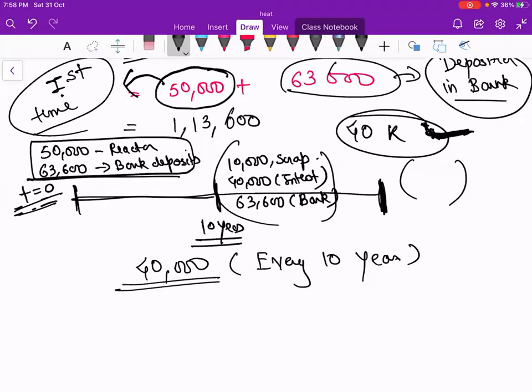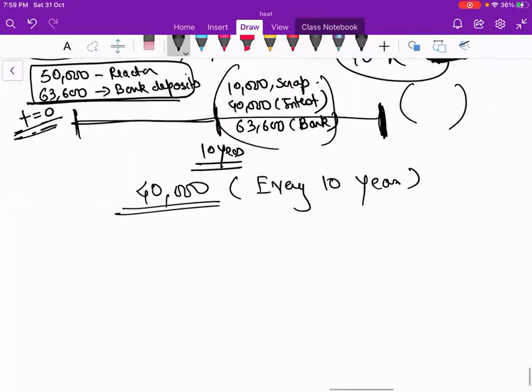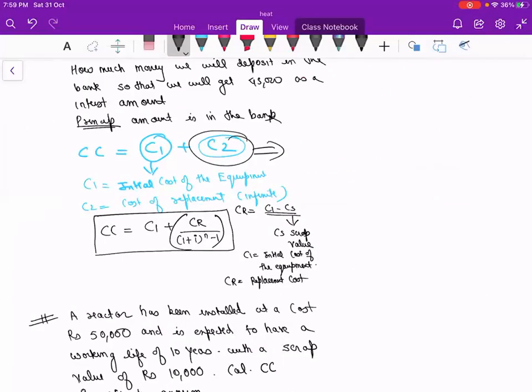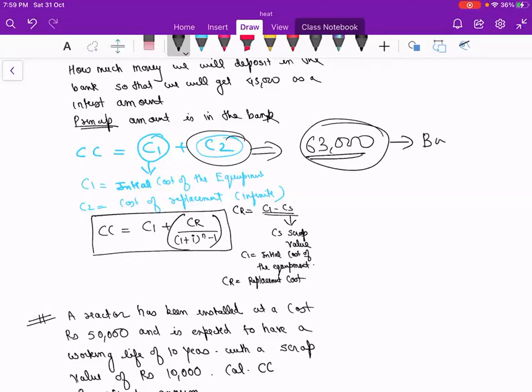Capitalized cost is the amount that I need at time t equals 0, the present time, meaning when I'm starting my industry, how much money I need. See here, C2 is how much amount, 63,000. It is the money I have to deposit in the bank for infinite replacement, so I have written cost of replacement infinite. It means I have to do the replacement infinite times.